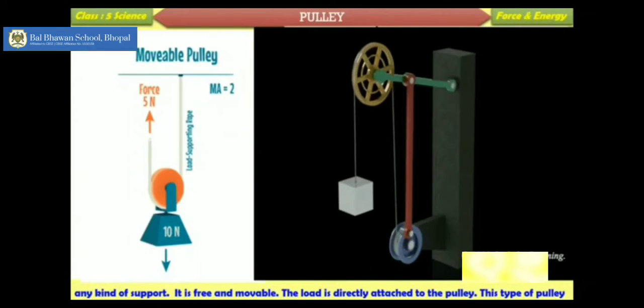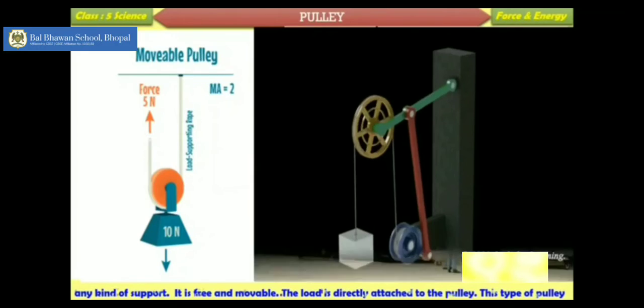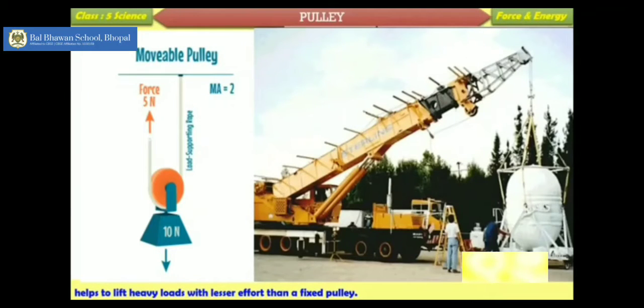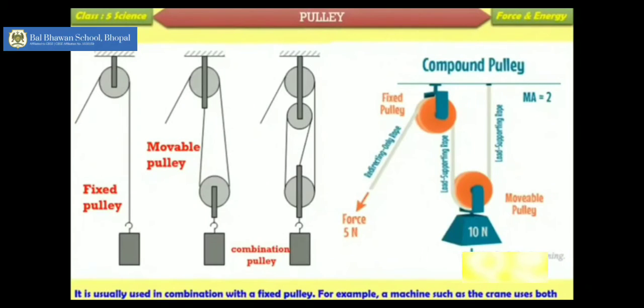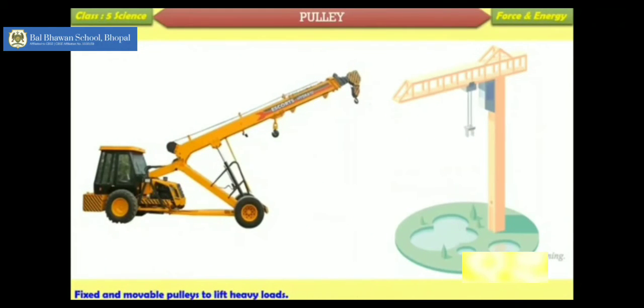Second type of pulley is the movable pulley. In a movable pulley, the axle is not fixed to any kind of support. It is free and movable. The load is directly attached to the pulley. This type of pulley helps to lift load with lesser effort than a fixed pulley. Now it is usually used in combination with the fixed pulley. For example, a crane uses both fixed and movable pulleys to lift heavy loads. You all might have seen the crane.